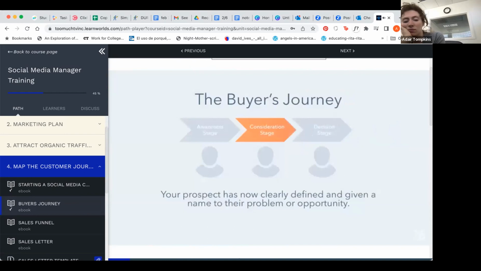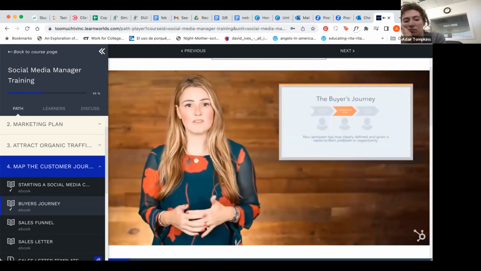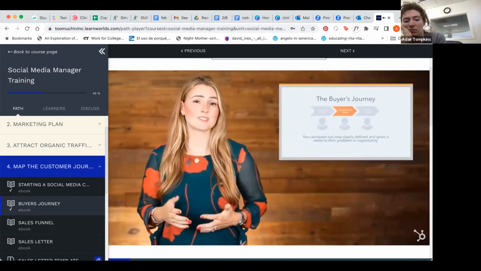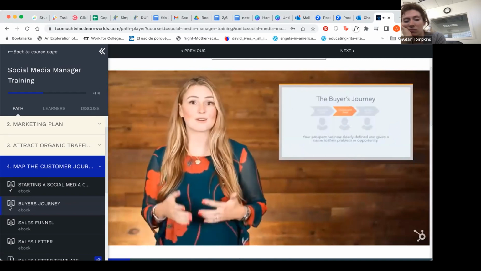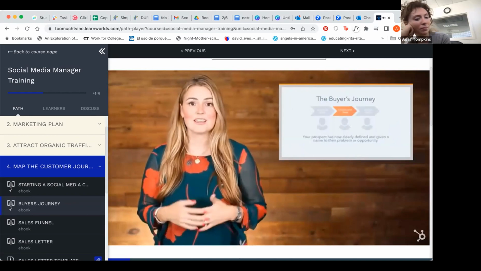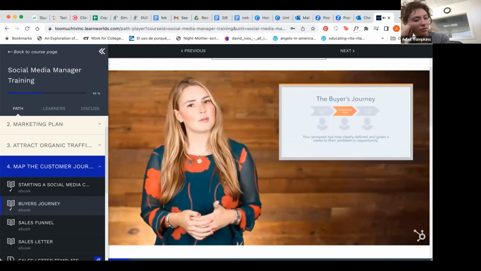At the consideration stage, your prospect has now clearly defined and given a name to their problem or opportunity. They're committed to researching and understanding all of the available approaches or methods to solving their defined problem or opportunity. This isn't the point that they are considering your business. They're considering the different solutions they have to solve their problem.